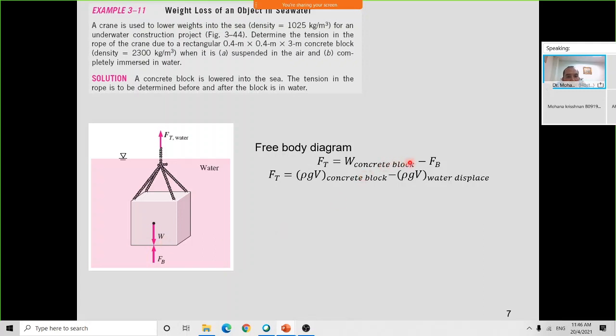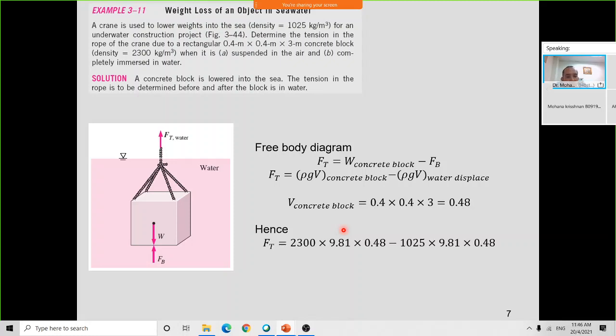and you already know W. W for the concrete is ρgV of the concrete block, and the buoyancy force is ρgV for the water displaced. The concrete block is 0.48 meter cube. Hence, the tension of the rope is the density of the concrete block, 2,300, times 9.81 times 0.48 meter cube, minus the density of the water, g, and the volume of the cube. The volume of the water displaced is the same as the volume of the cube, because the cube is totally submerged. So now we got Ft equal to 6,003 Newton.